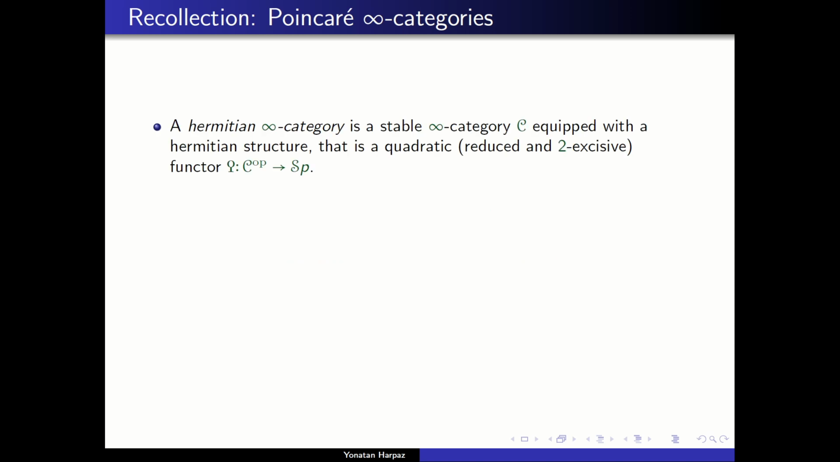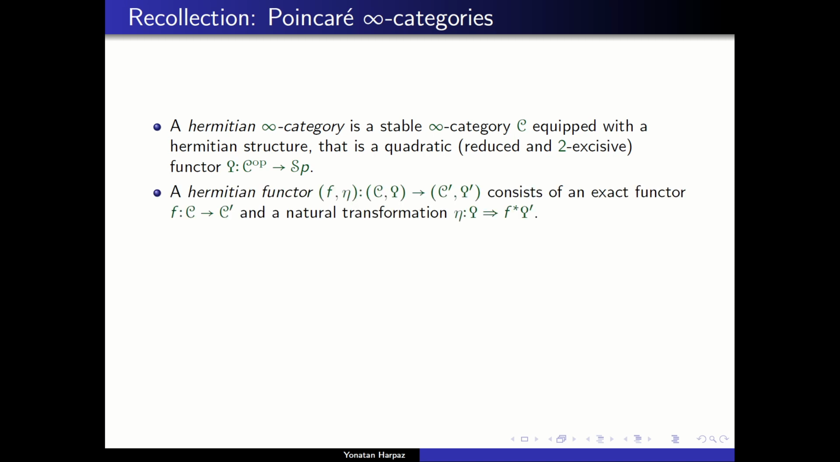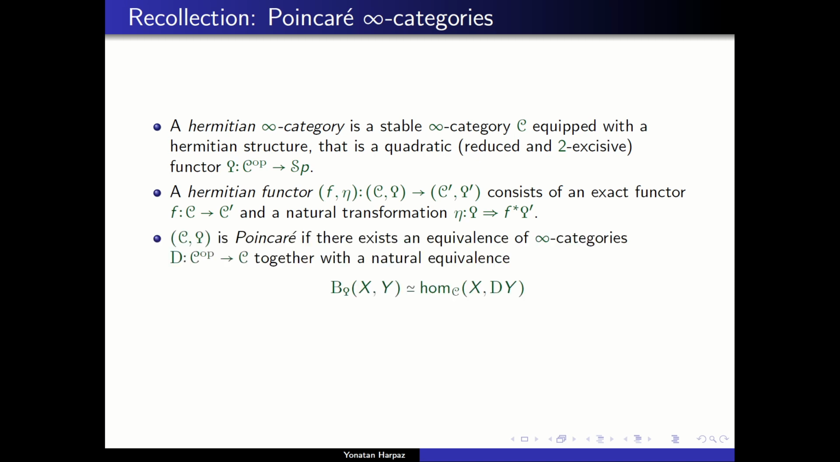Recall that a Hermitian infinity category is a stable infinity category C equipped with a Hermitian structure, which, by definition, means a quadratic functor κ from C^op to spectra. A Hermitian functor (f, η) from a Hermitian infinity category (C, κ) to a Hermitian infinity category (C', κ') consists of an exact functor f from C to C' and a natural transformation η from κ to the restriction along f of κ'.